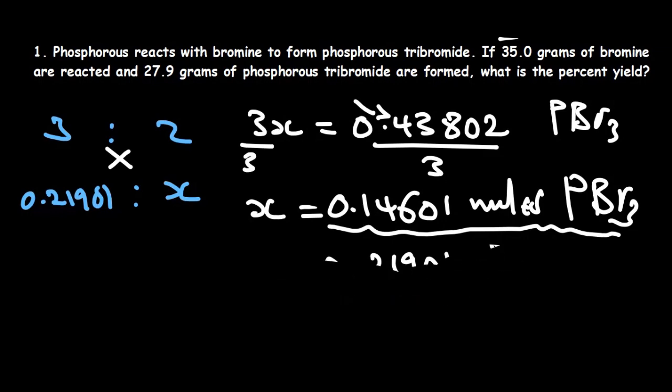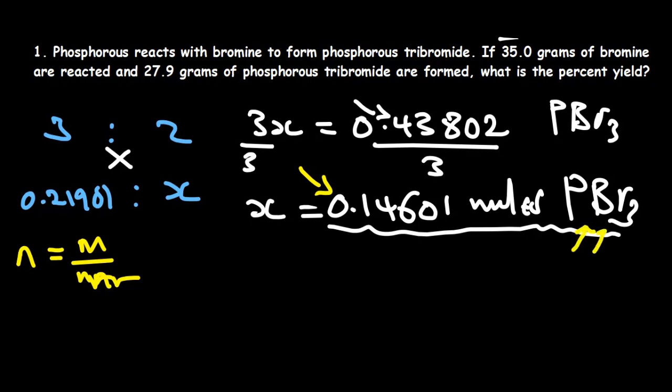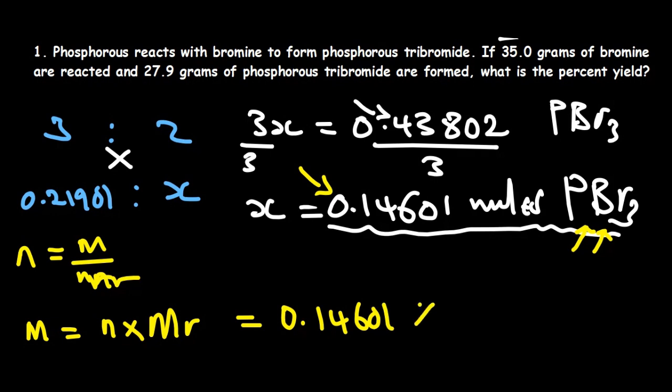So how are we going to find its mass? We know that moles is equal to mass over molar mass. Now we have the moles, and we can get the molar mass from the periodic table. So mass is equal to moles multiplied by the molar mass. This is going to be 0.14601 multiplied by the molar mass of this, so add the molar mass of phosphorus plus 3 times the molar mass of bromine.